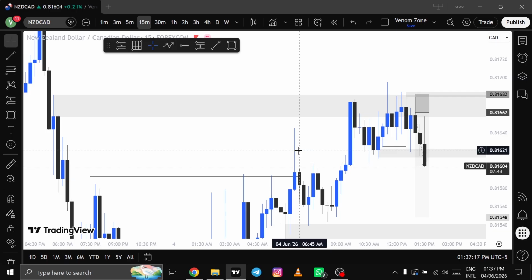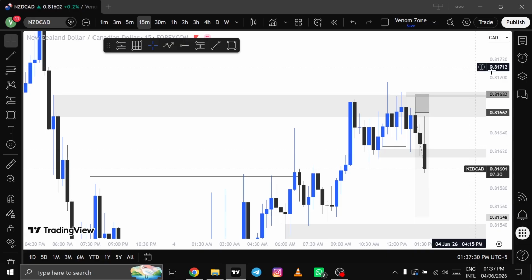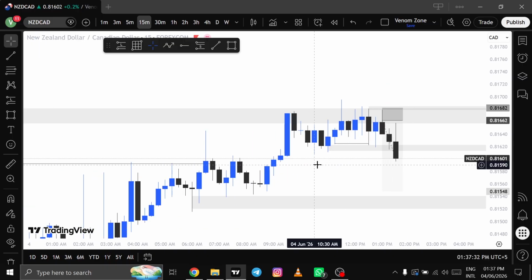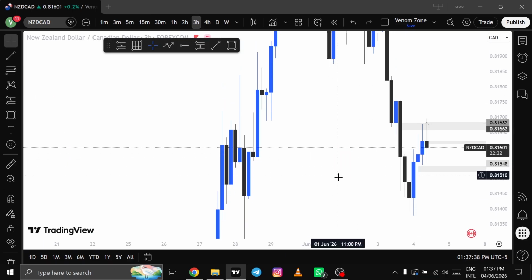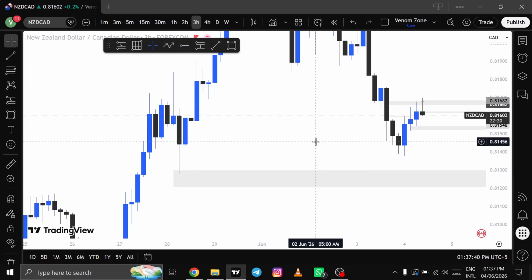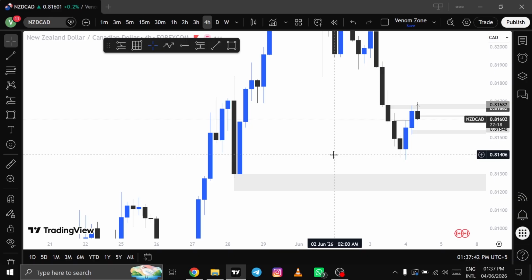So basically it is true, the market can move with liquidity. If liquidity appears, the market will target the liquidity. So at this time, let's start analyzing. As you know, I already mentioned that I just trade on bias, so let's start.